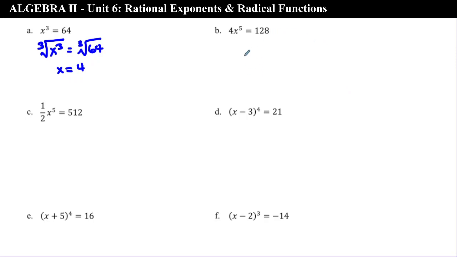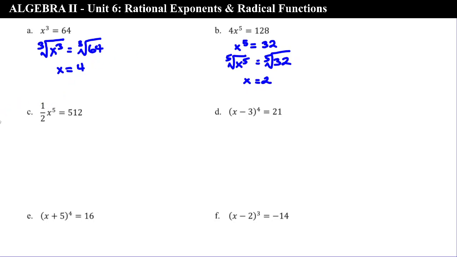All right, for B, before we can take any roots, we need to divide each side by 4, because you've got to isolate your x with its power first. So 128 divided by 4 is 32. And now we're going to take the fifth root of each side. And when you take the fifth root of 32, you know you're going to get one solution, and it's going to be positive. x equals 2.